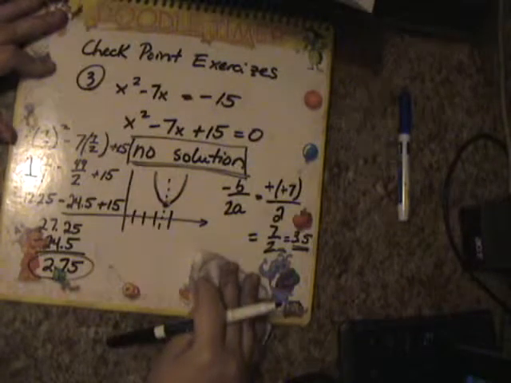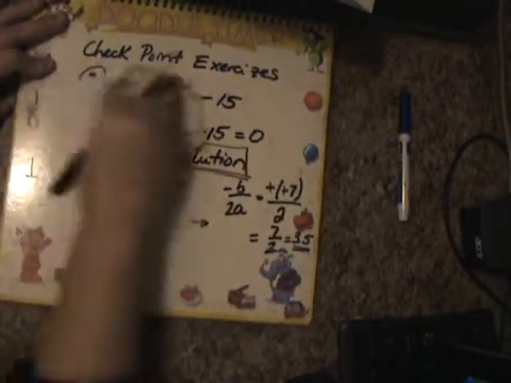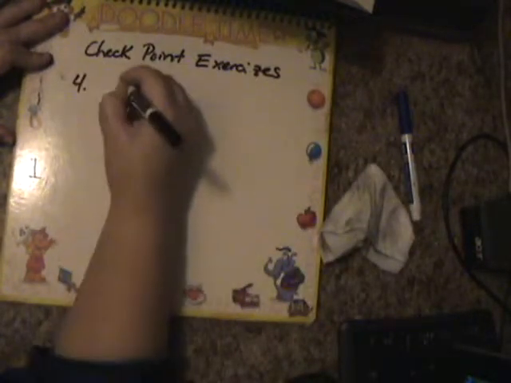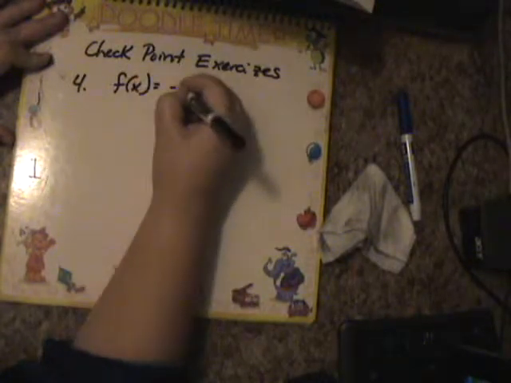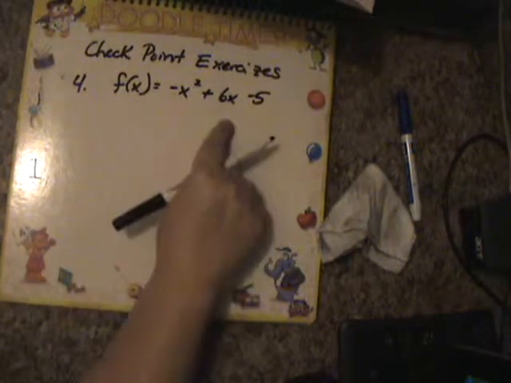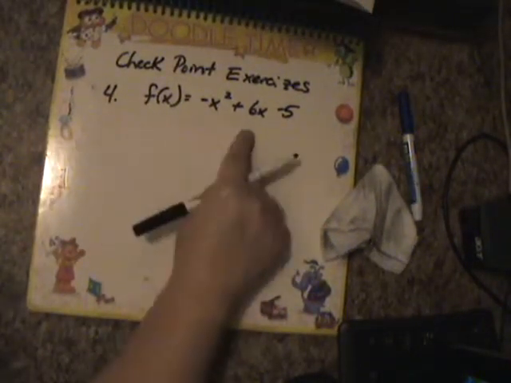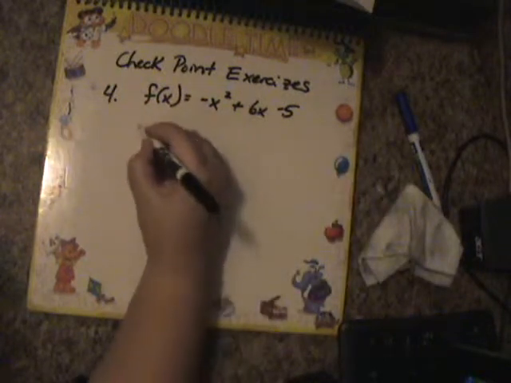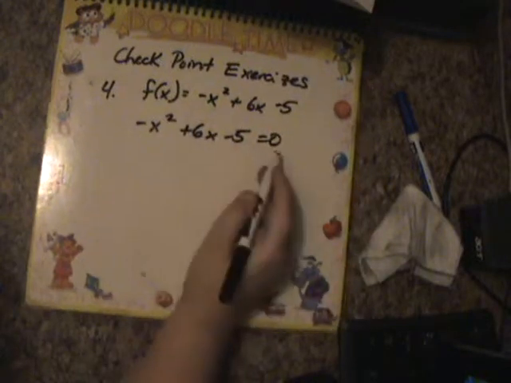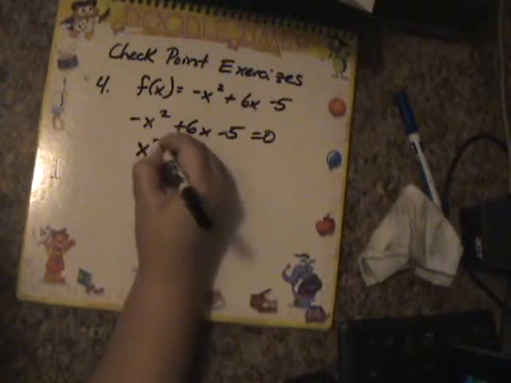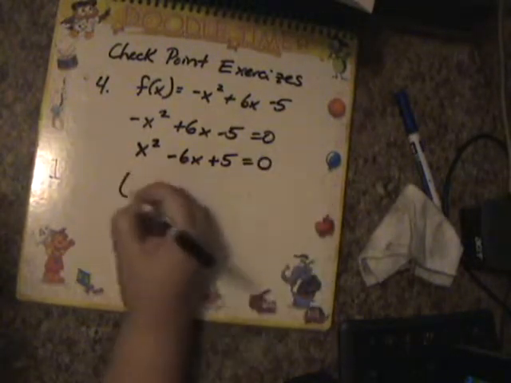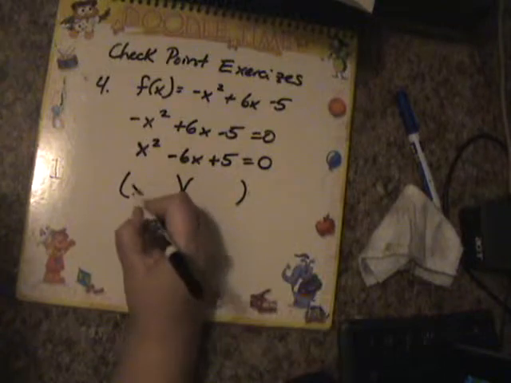All right. Last problem, number 4. And I'm going to have to work quickly. Number 4 says f of x equals negative x squared plus 6x minus 5. You should already have worked this one, but to check your answer, we set it equal to 0: negative x squared plus 6x minus 5 equals 0. Then I'm going to change all of the signs, x squared minus 6x plus 5 equals 0. And then let's see what we can factor it into.